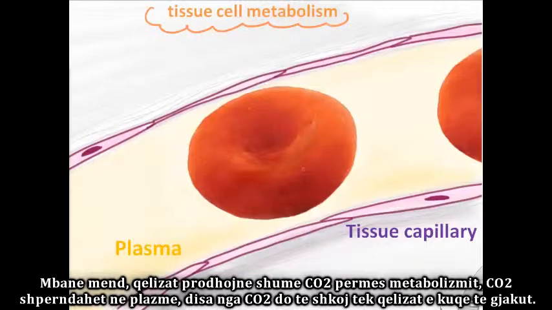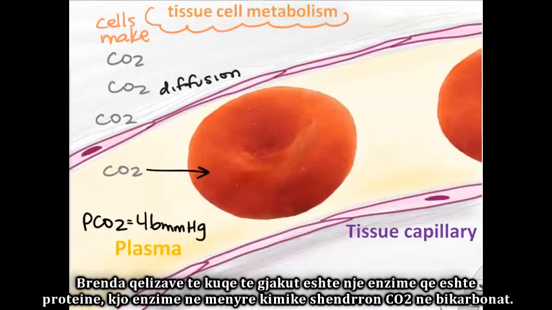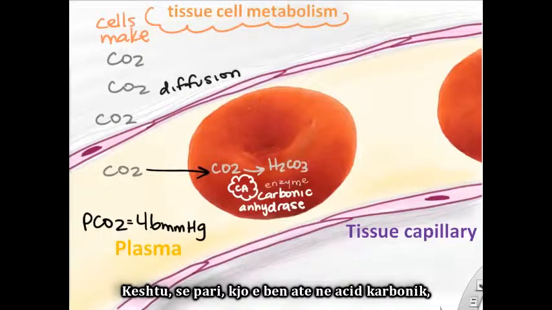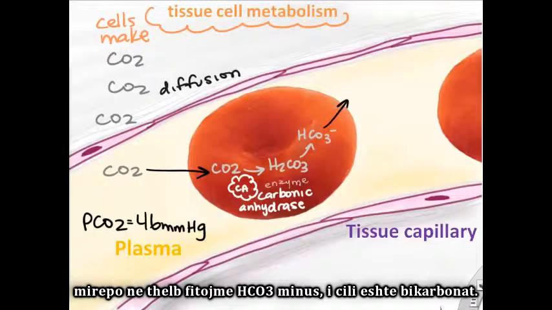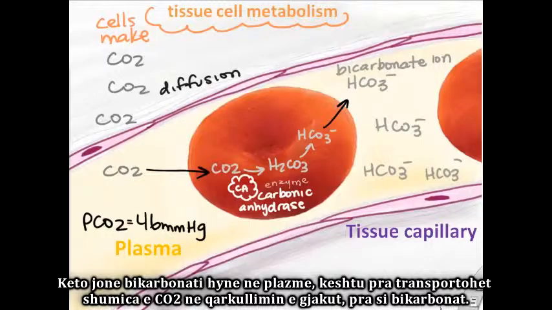So remember, your cells make lots and lots of CO2 through metabolism. That CO2 diffuses into your plasma. Some of that CO2 is then going to move into your red blood cells. And inside your red blood cells is an enzyme, which is a protein, and that enzyme can actually chemically convert CO2 into bicarbonate. First it makes carbonic acid, but basically we get HCO3-, which is bicarbonate. These little bicarbonate ions are then shuttled into your plasma, and that's how we carry most of our CO2 in our bloodstream, as bicarbonate.